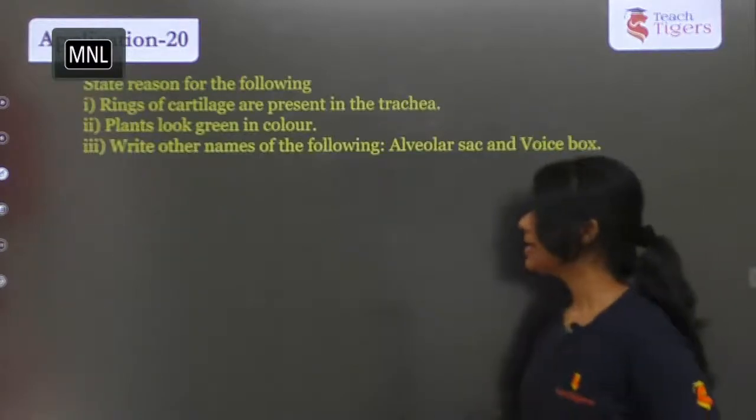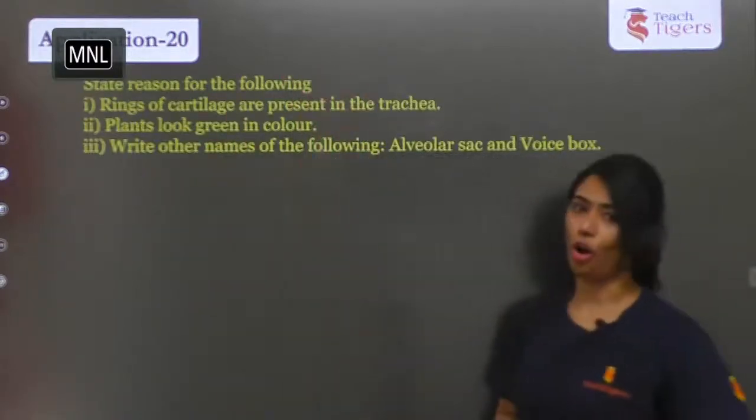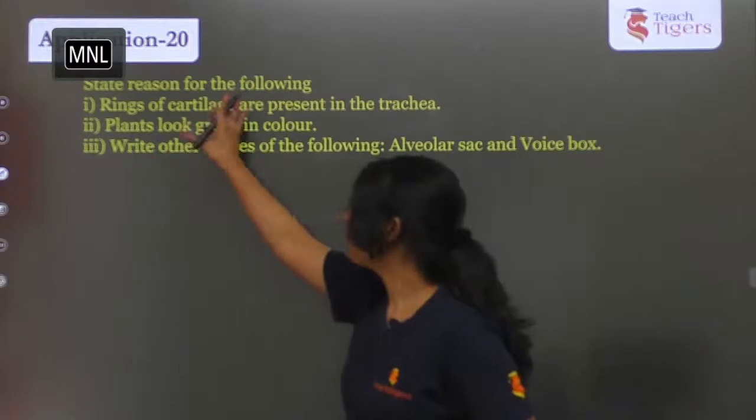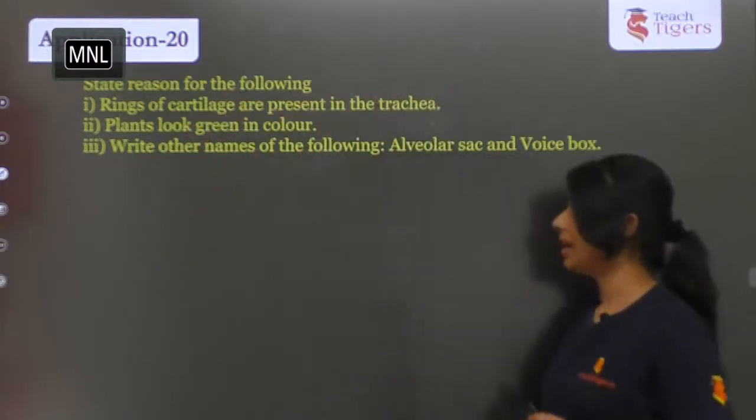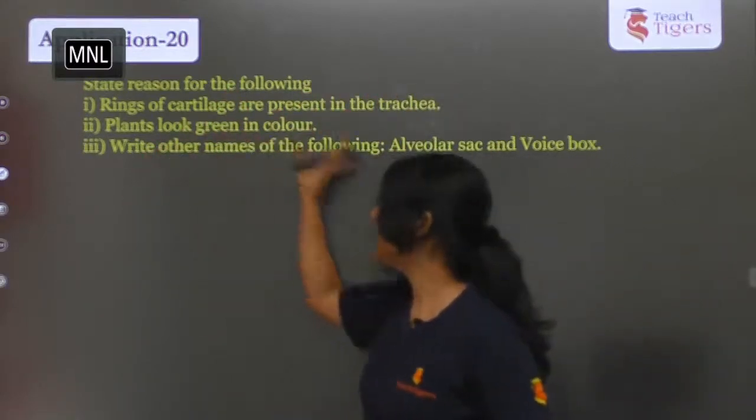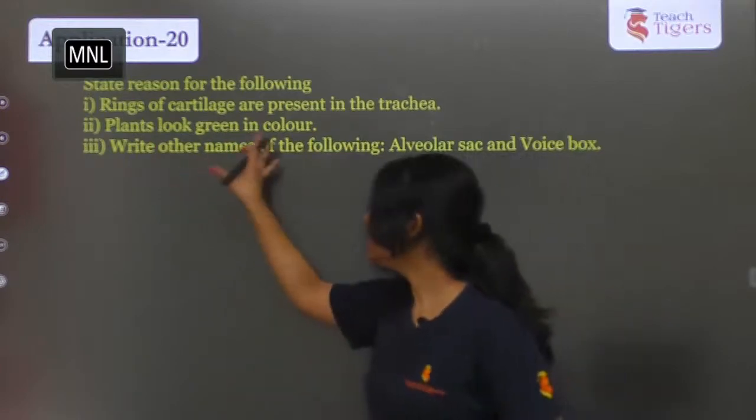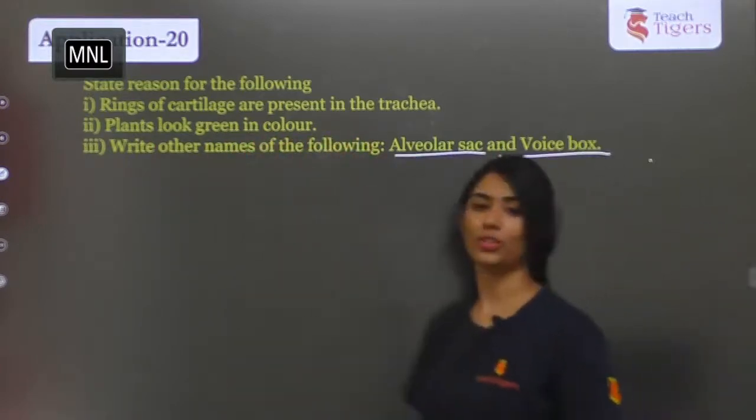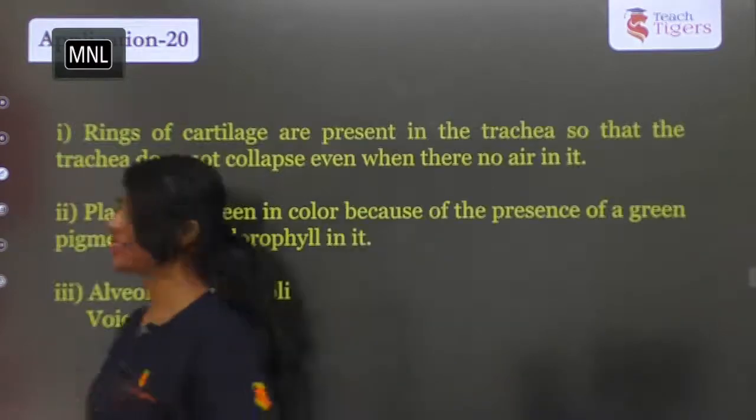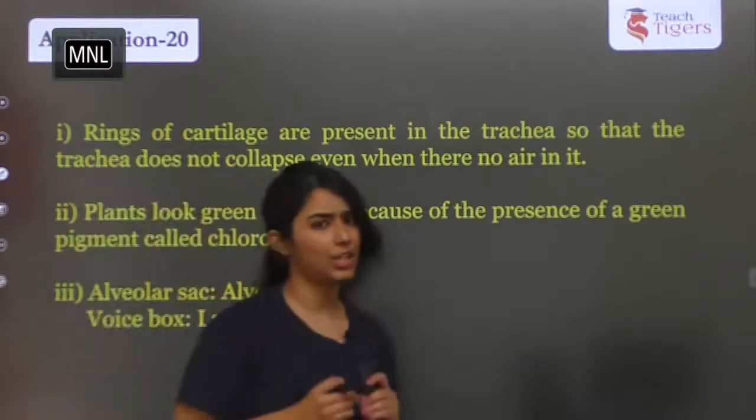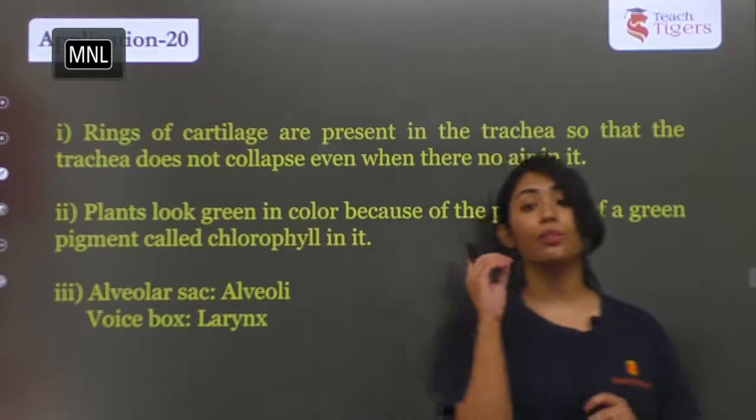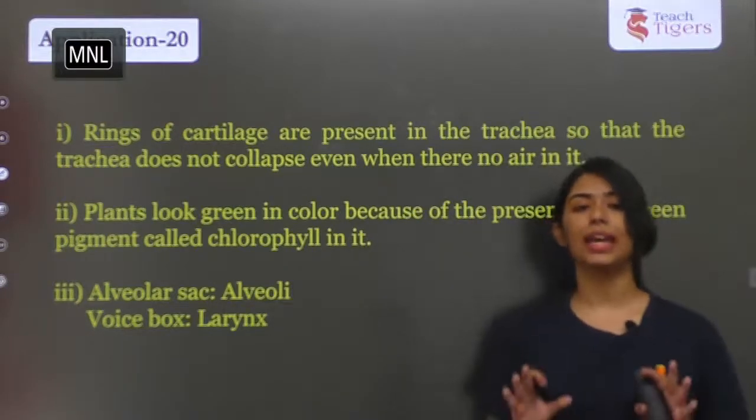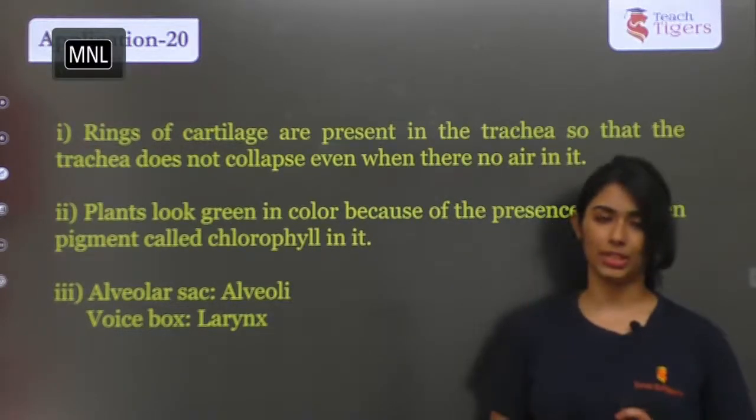Next, state reason for the following. Rings of cartilage are present in the trachea. Plants look green in color. Write other names of the following, that is alveolar sac and voice box. So let us now discuss the answer. Okay, so why are rings of cartilage present in the trachea? To prevent its collapse even when there is no air present in it.